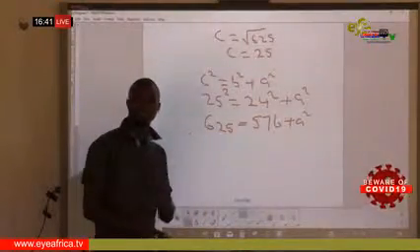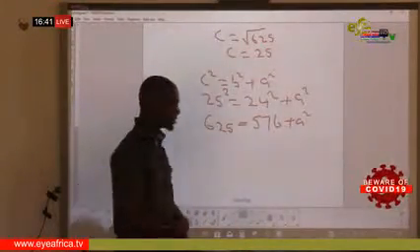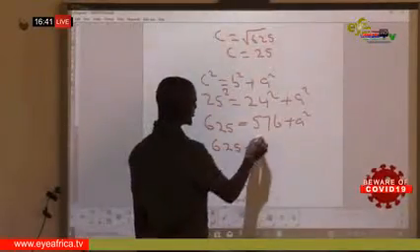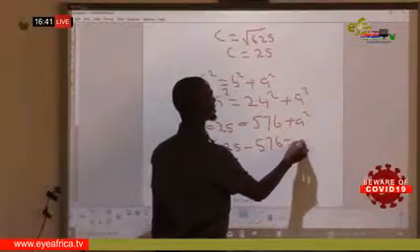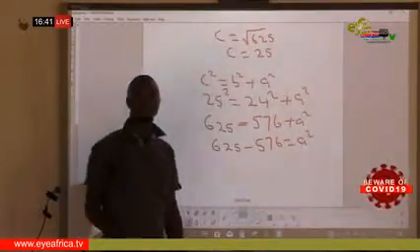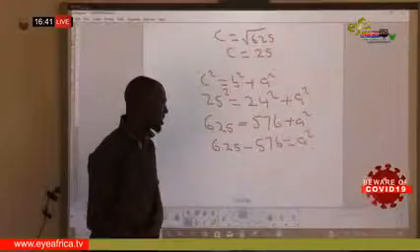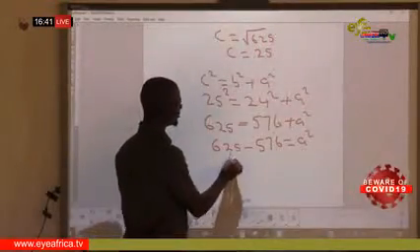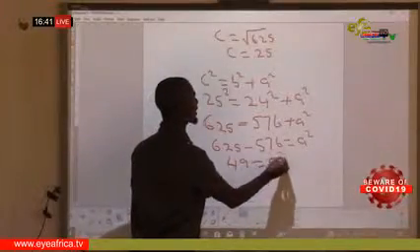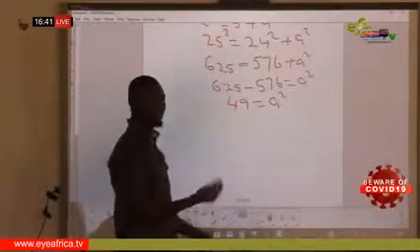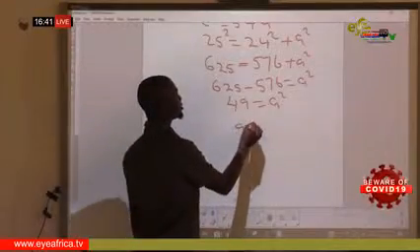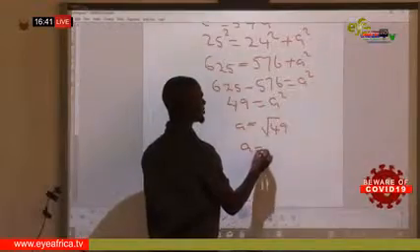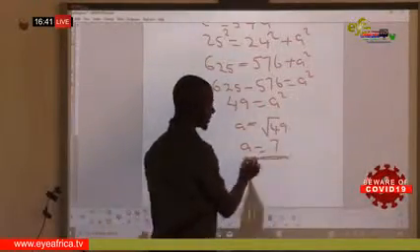We transpose the 576 to the 625. We will have 625 minus 576 is equals to A square. When we subtract 576 from 625, the answer is 49. So we will have 49 is equals to A square. So by square rooting both sides, A is going to be equals to the square root of 49. So your A is equals to the root of 49, which is 7.